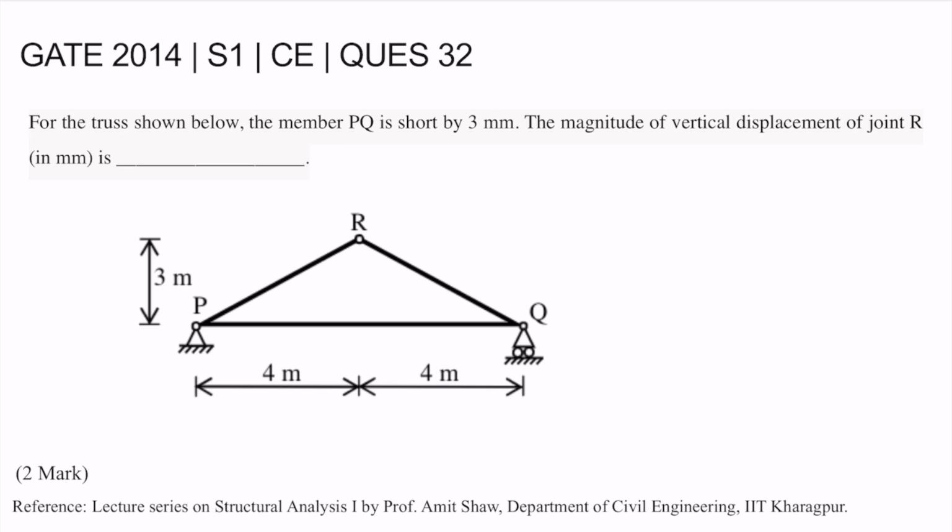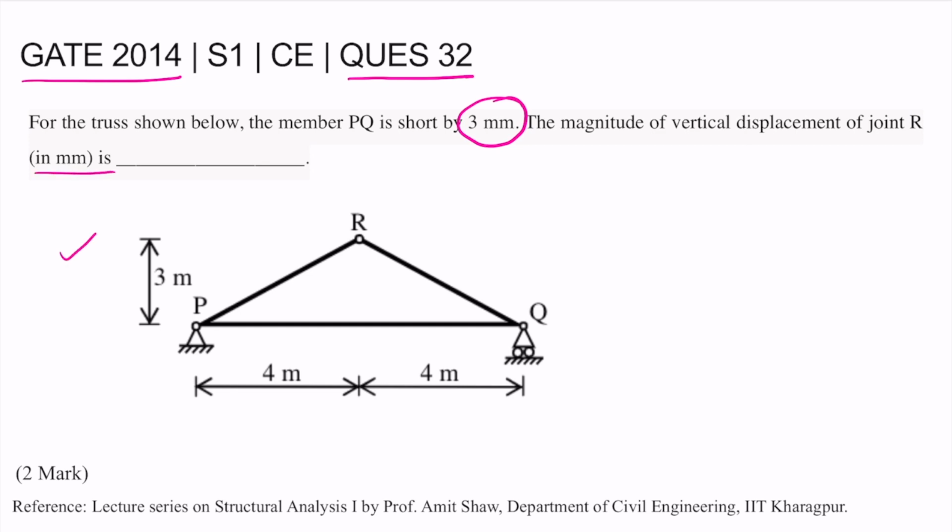Hello everyone, so today I'll be discussing question number 32 of GATE 2014 set 1. For the truss shown below, the member PQ is short by 3 mm. The magnitude of vertical displacement of joint R in mm is.